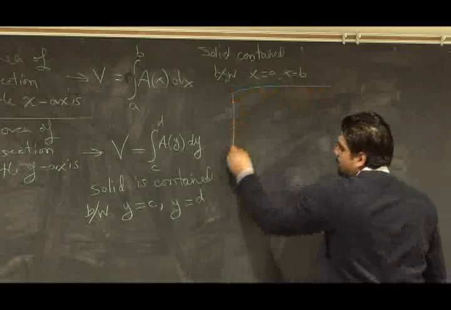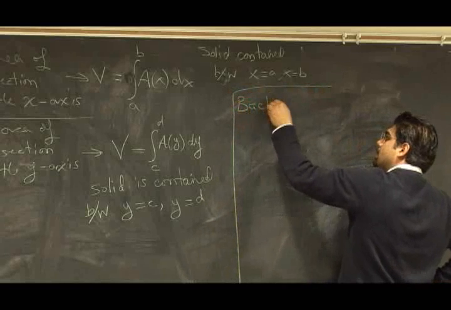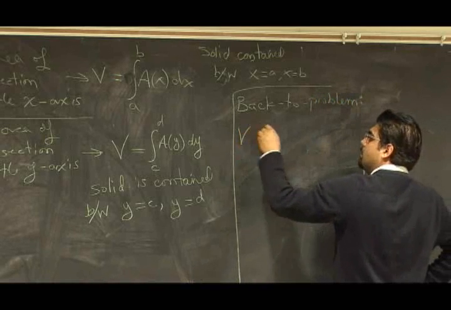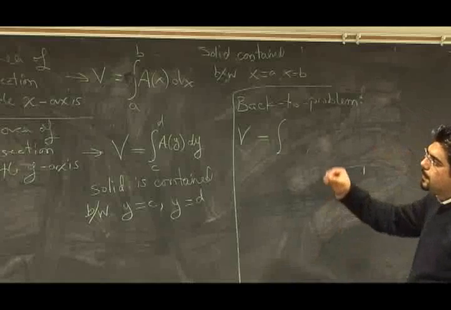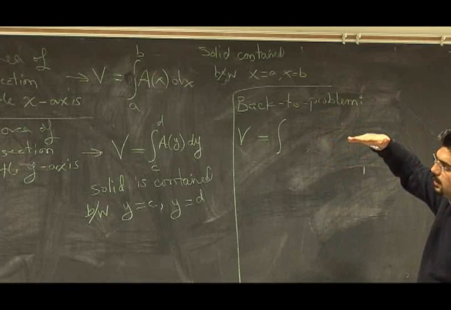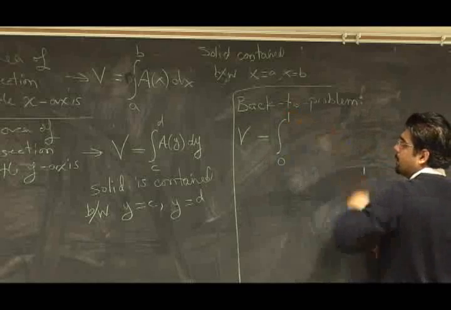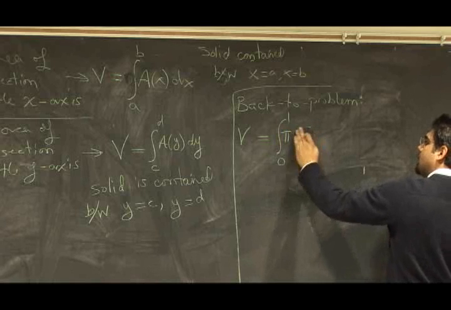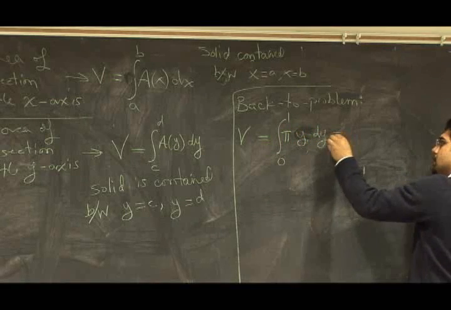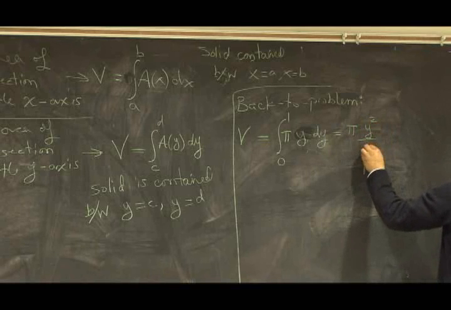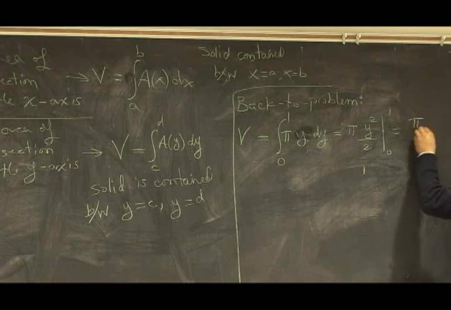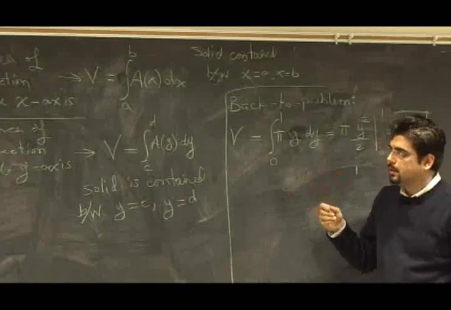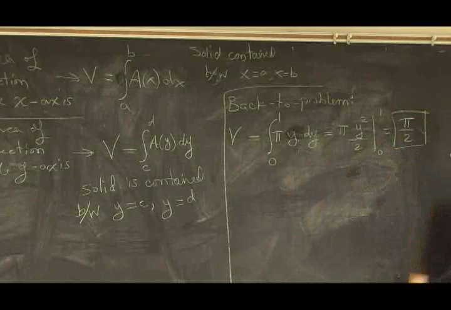So anyways, back to the problem. The volume is the integral of, so the boundary of the solid on the y-axis is 0 to 1. And the cross-sectional area is pi y dy. So integrating this gives us pi over 2. Pi over 2 cubic units. That's the volume of the solid described over there. Okay?